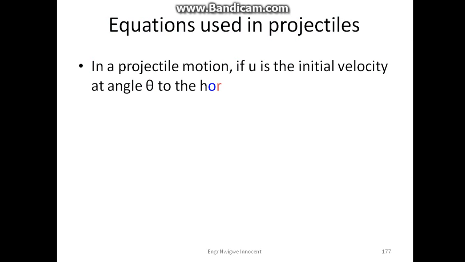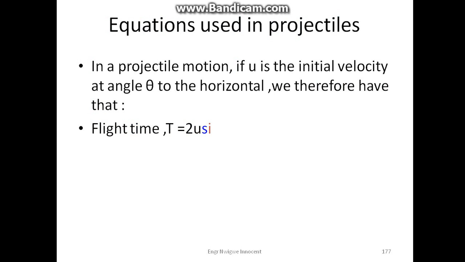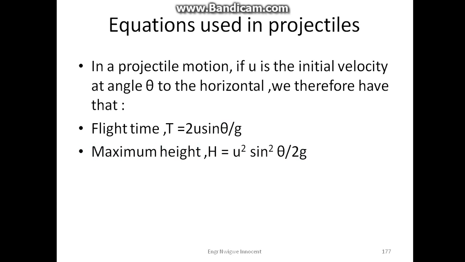Equations used in projectiles. In a projectile motion, if u is the initial velocity at angle theta to the horizontal, we therefore have that flight time T is equal to 2u sine theta over g. Maximum height H is equal to u squared sine squared theta all over 2g. Horizontal range R is equal to u squared sine 2 theta all over g. Please take note of these formulas.